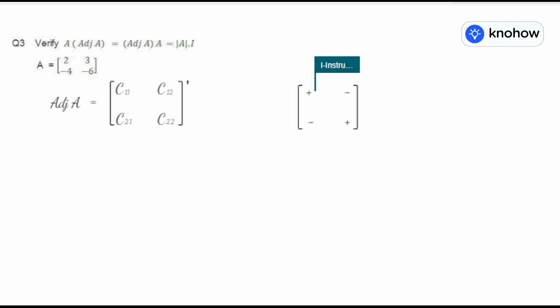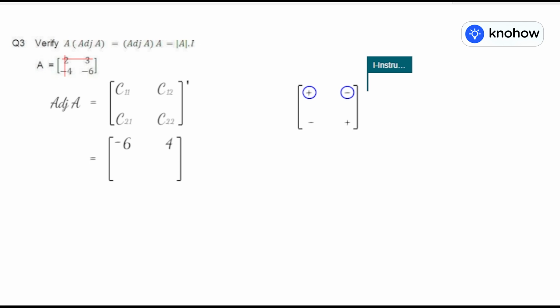So now let me write directly what C11 is. Delete the row and column through 2. You get minus 6, and it being plus out here, with the same sign it will remain minus 6. Now for C12, delete the row and column through 3. You get minus 4. But with the change of sign, minus into minus, you get plus.